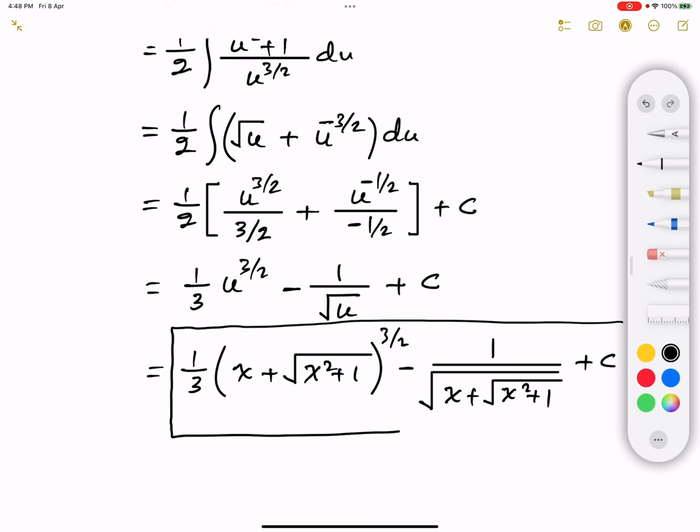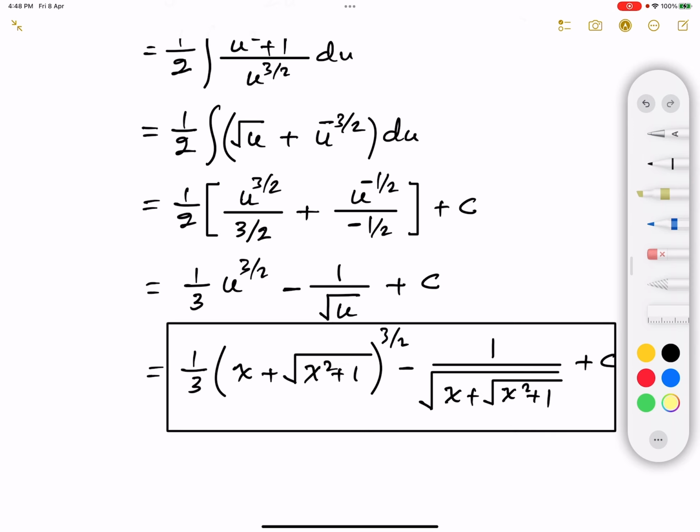I will put a box here. That's what I always do, and I will highlight this final result. So that's basically the final answer. Well, the final answer can also be simplified, but it's okay to leave it like this.